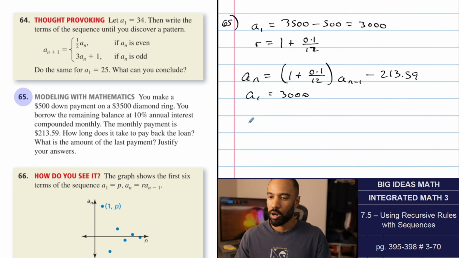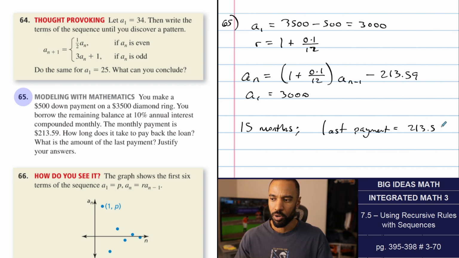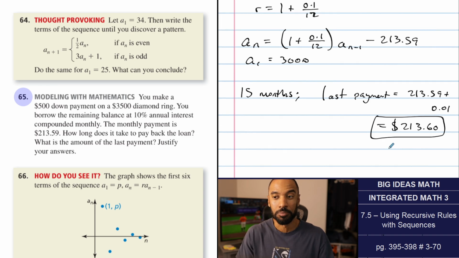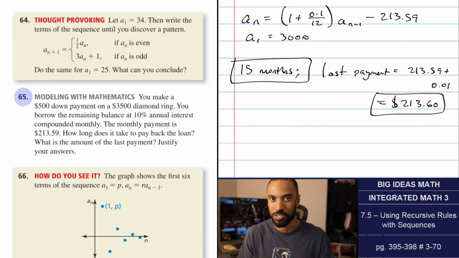So part A. Is there a part A? No. It'll take 15 months. And last payment equals 213.59 plus 0.01 equals 213.60. They really want that extra cent, yo.